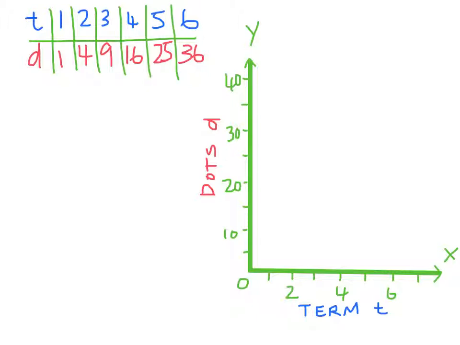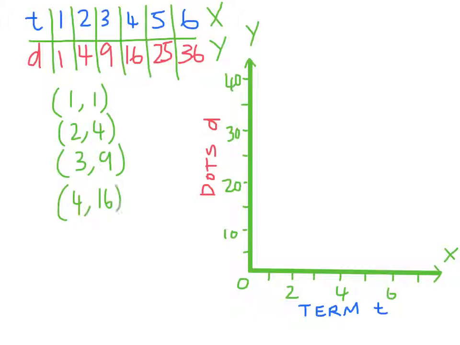So I can now graph my pattern, and I have a coordinates table up the top, and the T is the X, the term is the X coordinate, and the number of dots is the Y coordinate. So I can write down my coordinate list to plot. So I've got 1, 1, 2, 4, 3, 9, 4, 16, 5, 25, and 6, 36. Remembering that we always write the X coordinate first and the Y coordinate second.